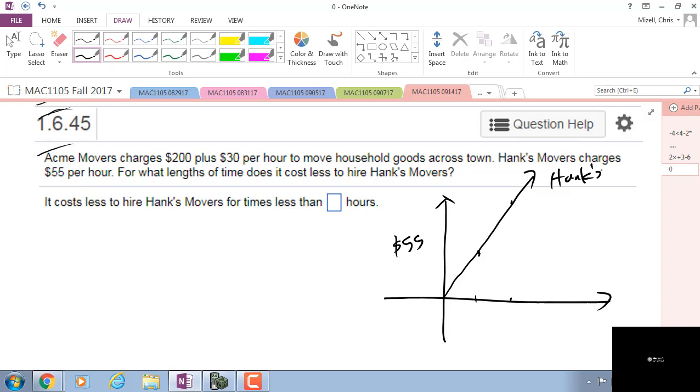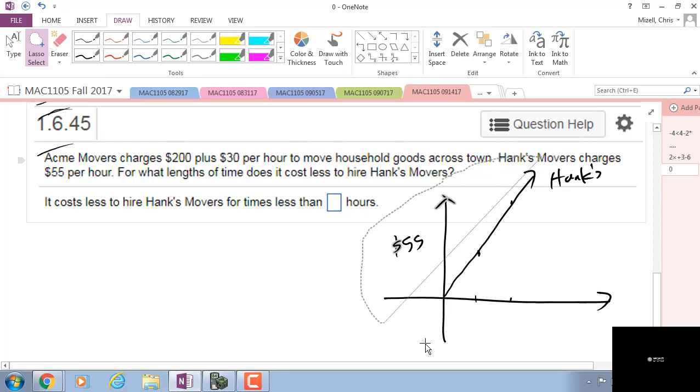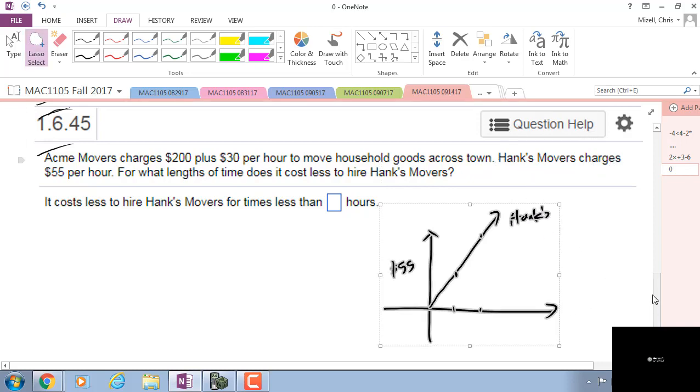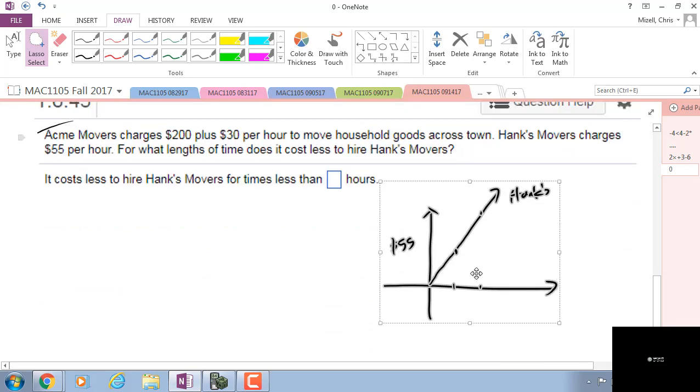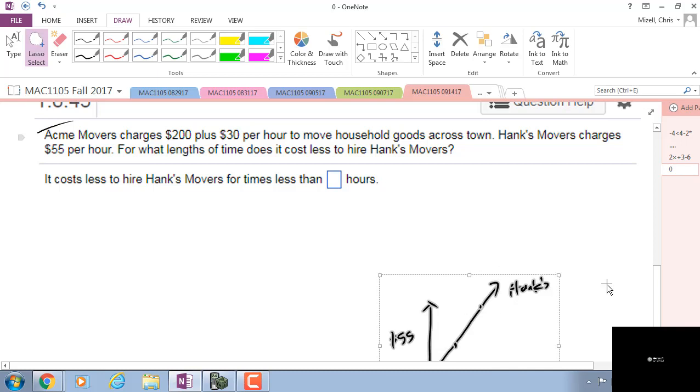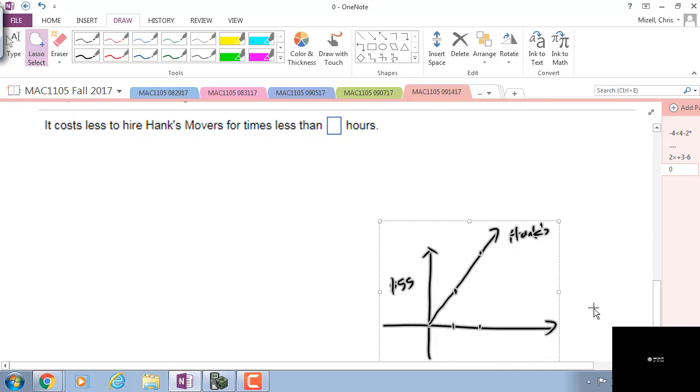Acme, on the other hand, charges $200. I'm going to have to edit my picture, sorry about that, because I don't have a place to put $200. So let's push it down a little ways. I've got $110 right about there. So 200 is maybe right there. $200. That's what Acme charges.